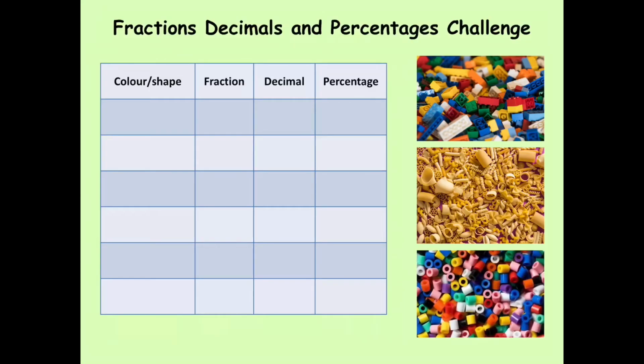Now, today's challenge, in order to demonstrate your knowledge of fractions, decimals and percentages, is to find 100 of one object. So it might be 100 Lego bricks, 100 pasta shapes, or 100 hama beads. You're then going to group these objects by colour or by shape and write what fraction, what decimal, or what percentage each colour or shape represents. I'm going to show you how to do this now.